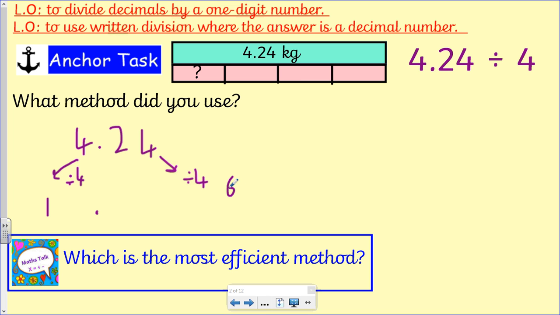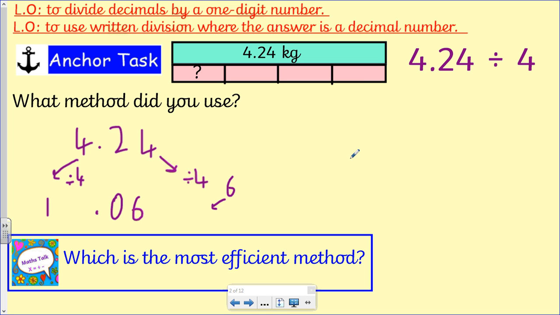Now, we just have to be a bit careful here if we're doing this one. We've said this is 24 hundredths divided by 4. So when I write out my answer, I actually need a 0 in the tenths column, and then our 6 here will be in the hundredths column. So I'm saying that each block is 1.06 kilograms. I'll show you in a moment how we can check that.